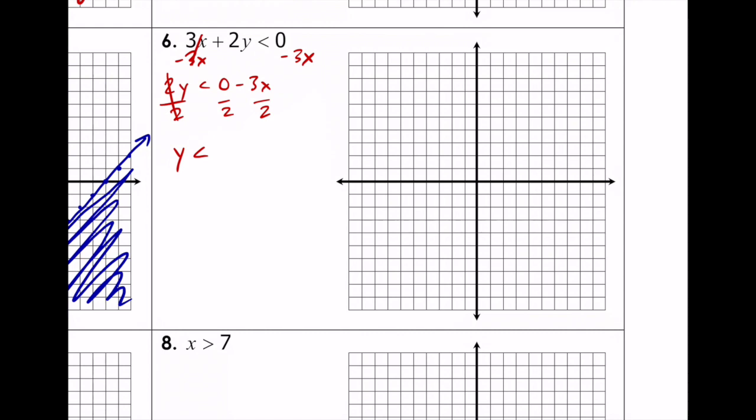This inequality symbol will stay facing the same direction. Okay, 0 divided by 2, that's 0. And then negative 3 divided by 2, well, that's just negative 3 over 2.